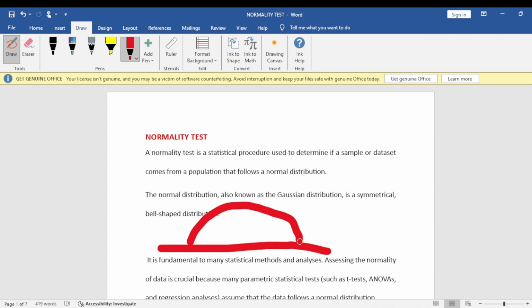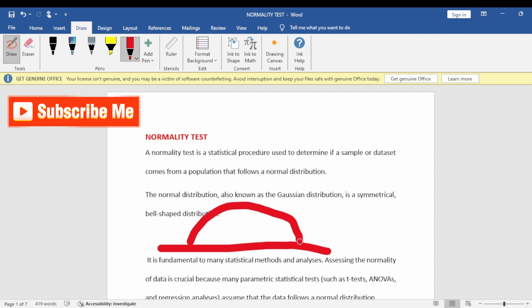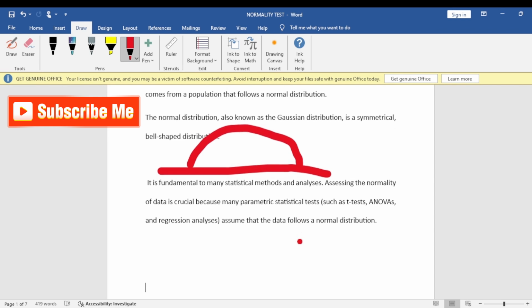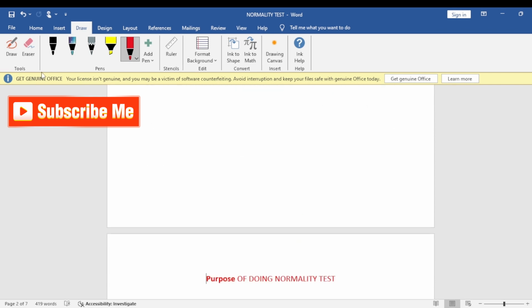What this means is that for you to do a lot of this statistical analysis, you have to test for normal distribution. Statistical tests like t-test, ANOVA, regression. For you to carry out those statistical analyses, you have to carry out a normality test.